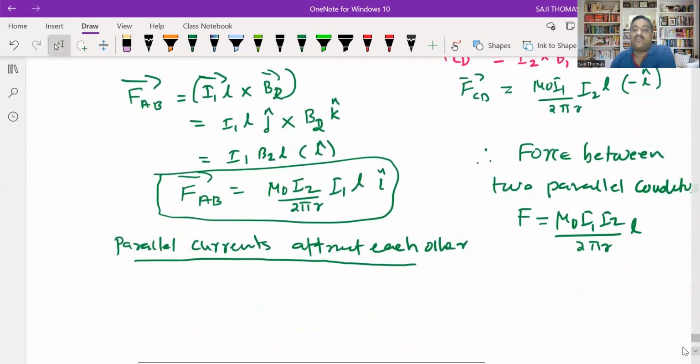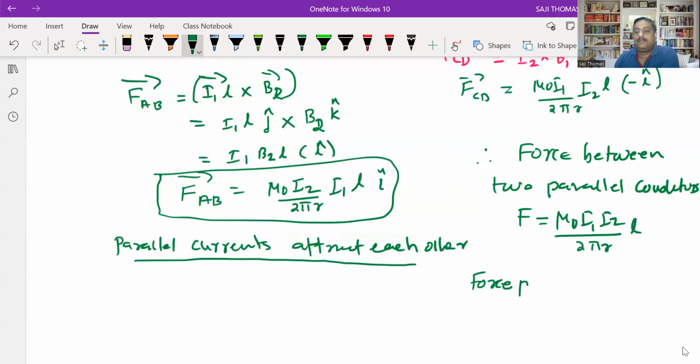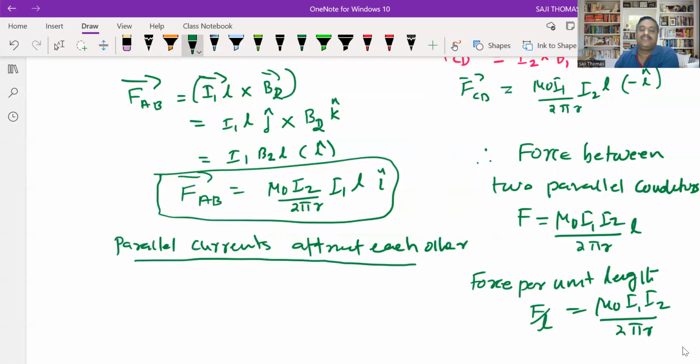You can find out the force per unit length. That is F by L. Force per unit length, F by L equals mu 0 I1 I2 by 2 pi r. Okay, so remember, parallel currents attract each other.